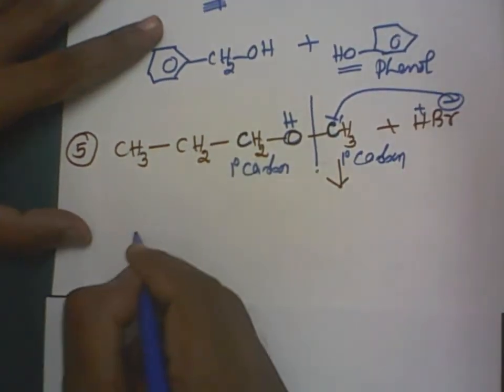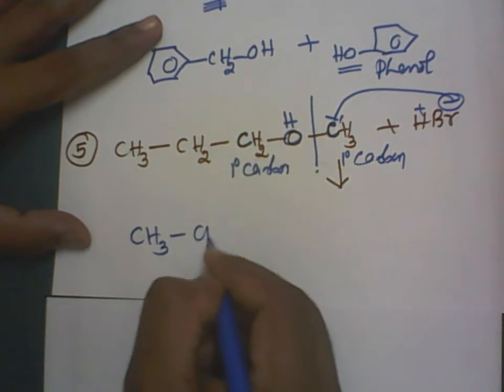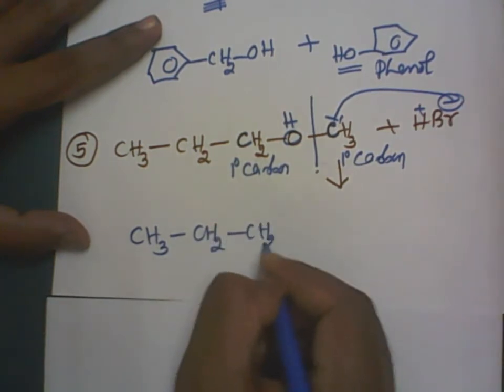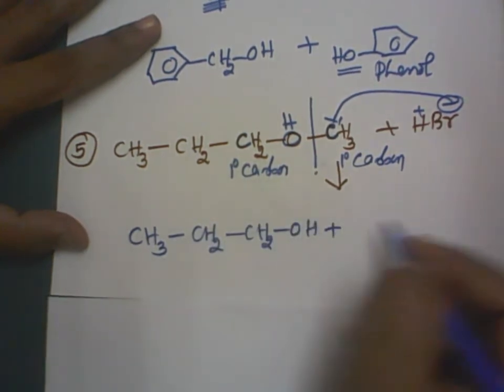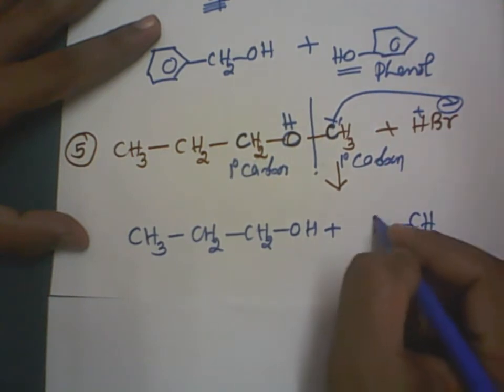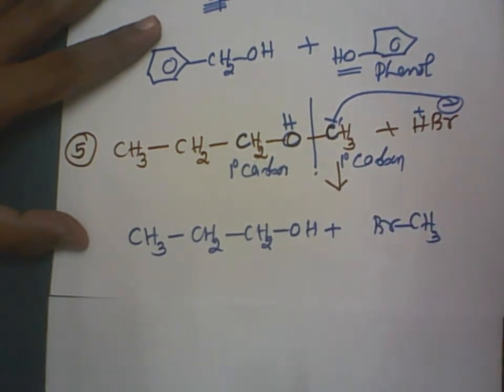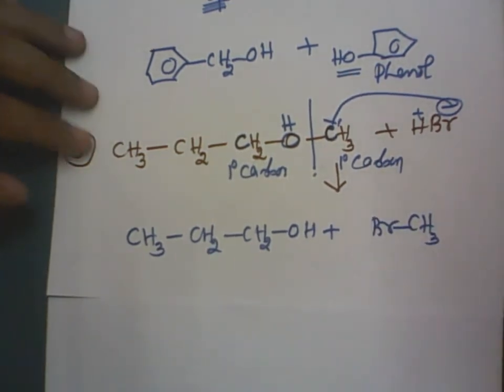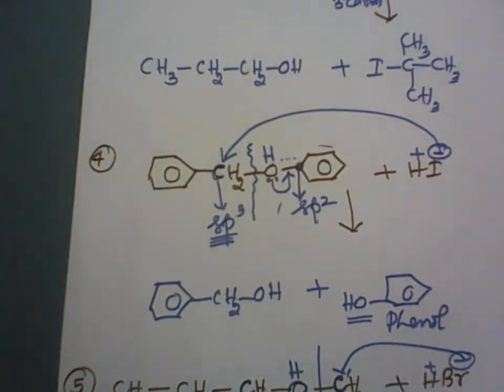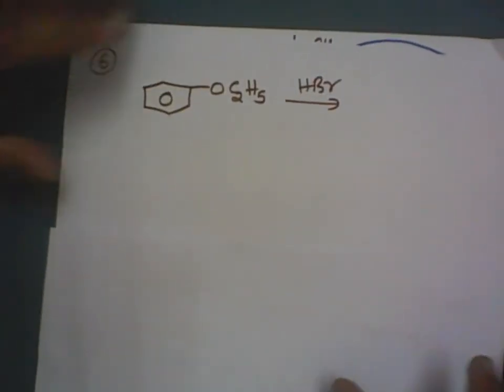Okay. So we'll now get CH3CH2CH2OH plus CH3Br. Okay, CH3Br. Correct? Right? Clear? I'll go for the next example. Example number 6. Clear?